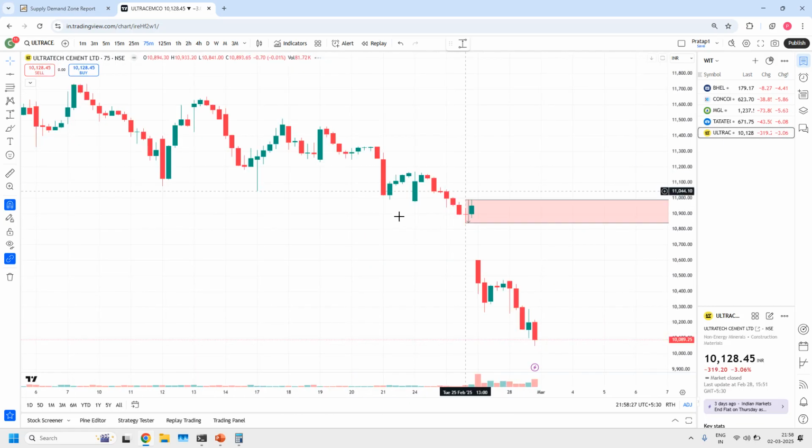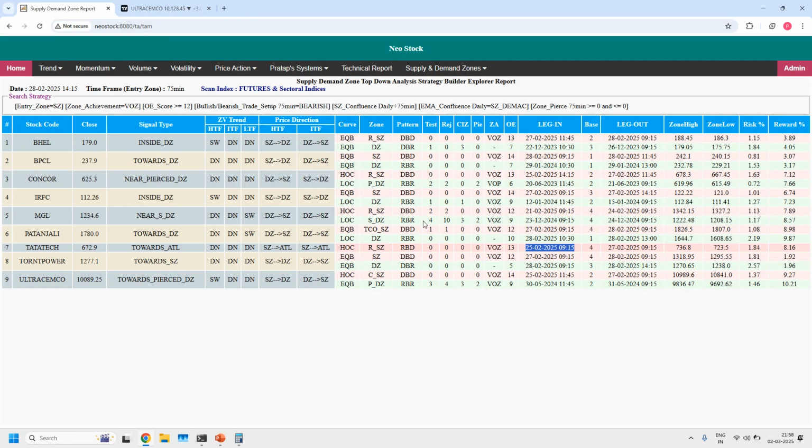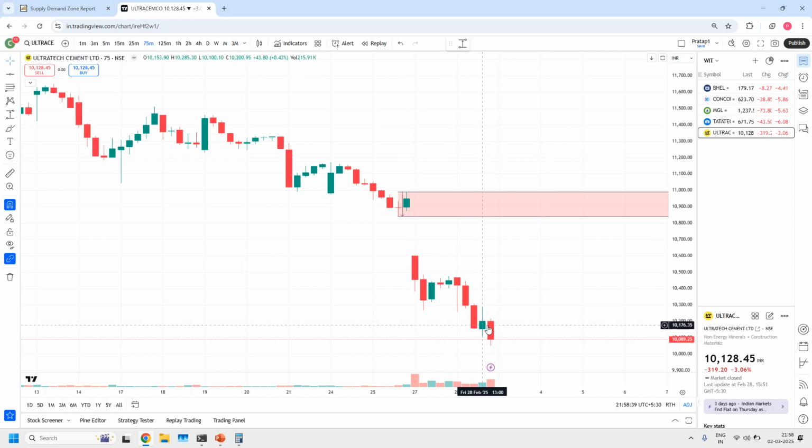Now let me go to Ultratech. How I got the doubt is here Ultratech is 25. This is also 25. I wondered. Ultratech is somewhere far away from the current price, but earlier we drew the zone near the current price. That's why I got the doubt and I went back to Tata Technologies.